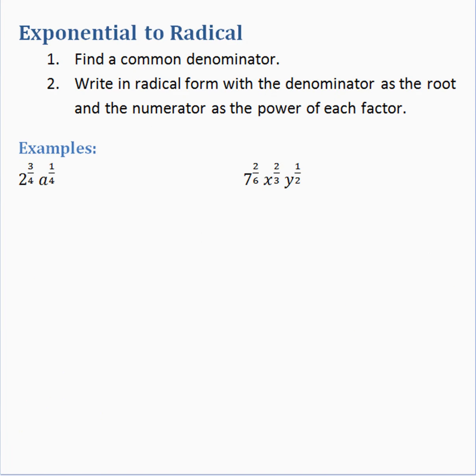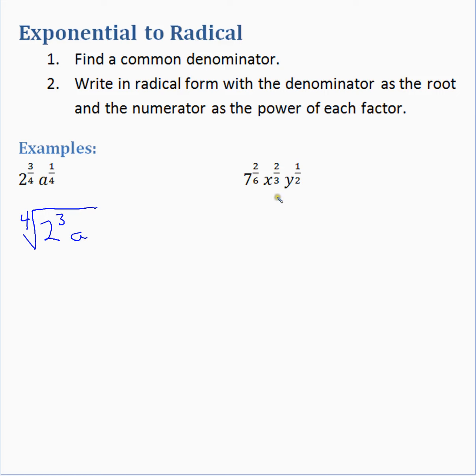So what we're going to do here is make sure we have a common denominator. Once we have a common denominator, we can write it in radical form with the denominator as the root and the numerator as the power of each factor. These are already common denominators, which means we want a 4th root. So the common denominator goes out here, and then we have 2, and we have the numerator with this, so 2 cubed, and a to the 1st, which we can just put as a, and that's writing it as a radical.